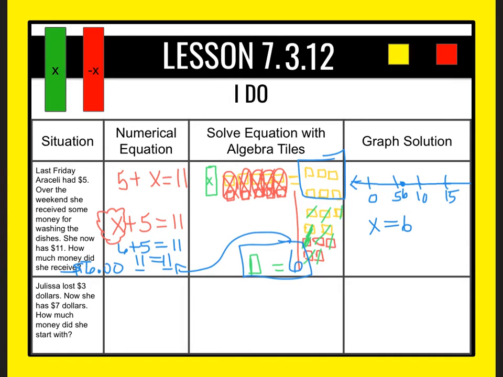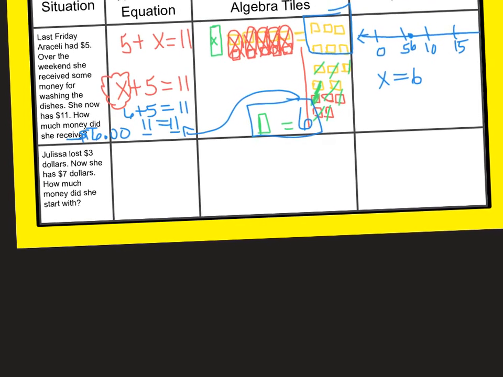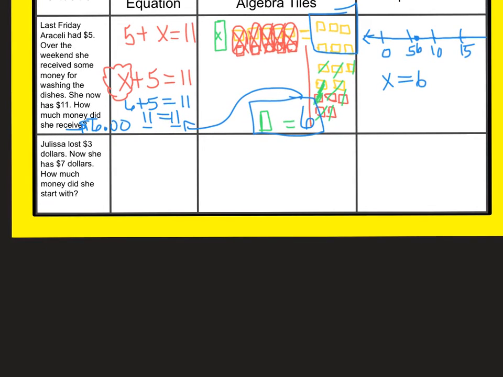Let's go ahead and go to our second problem. Well, here I know that Julissa, she lost $3. Well, if I lose $3, that's minus 3, right? And now she only has $7. So they're telling me the amount she has left. How much money did she start with? Okay, so I need to figure out what Julissa started with before she lost $3. So x minus 3 equals 7 is the equation.